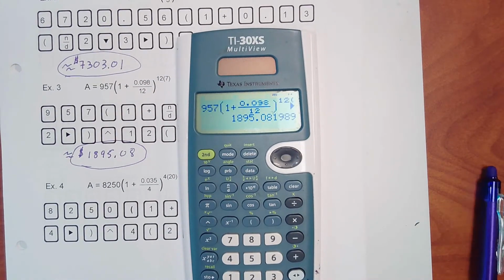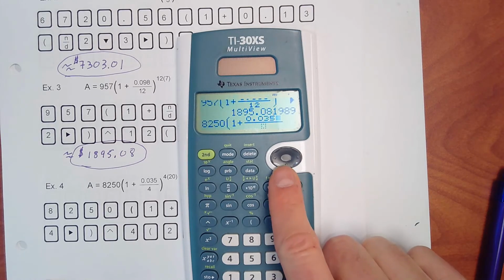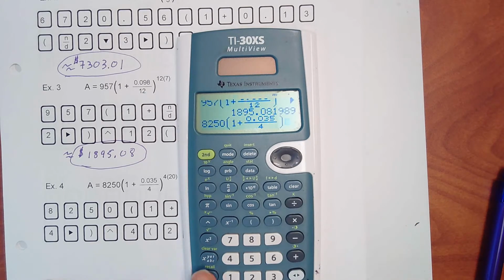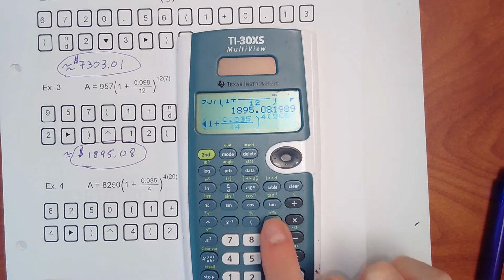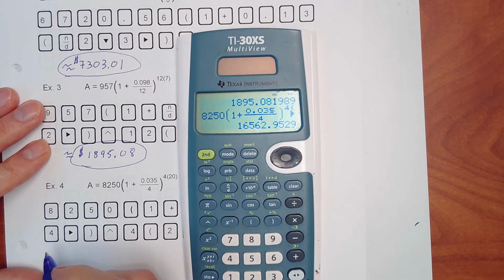And let's try that bottom one there. We've got 8250 parentheses 1 plus fraction key 0.035 over 4, right arrow key, parentheses, caret key for parentheses 20. And again, rounding that off would be $16,562.95.